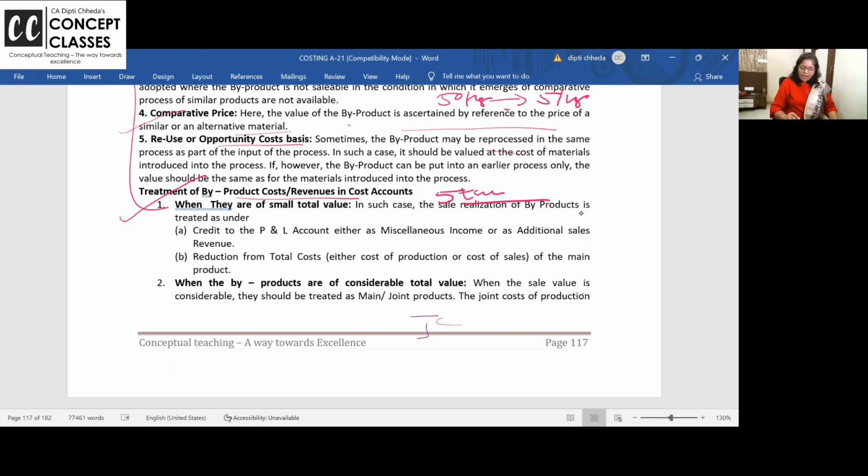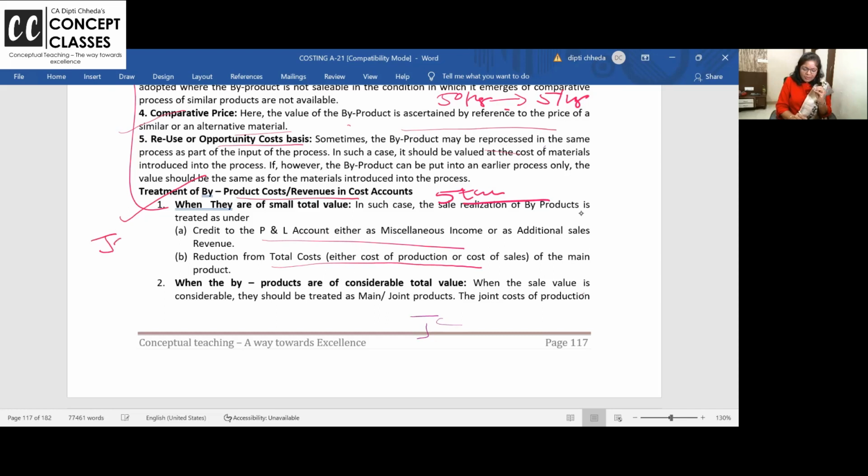Now, how to treat the byproduct in your books. If the value of the byproduct is very small, it is miscellaneous income, you can put it in the costing P&L account, or you can reduce it from the total cost of the main product.